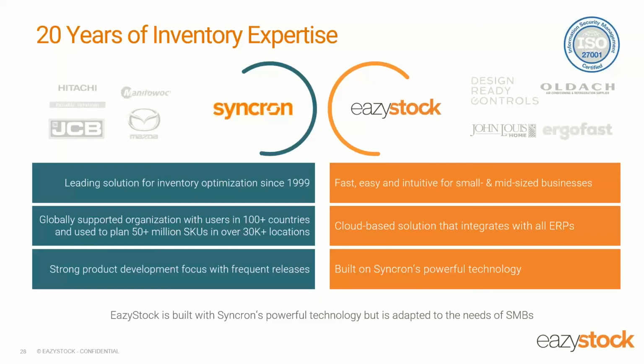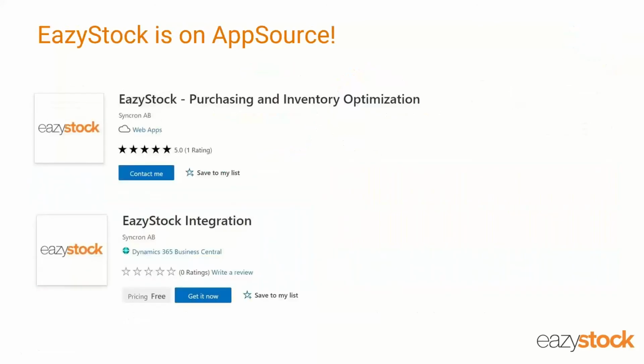For some ERPs, such as Nav, Business Central, we have API integrations which facilitate fast direct connections. And actually, I have a bit more information on this on the next slide.